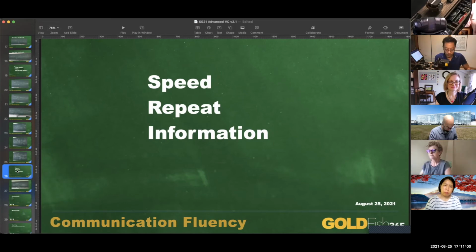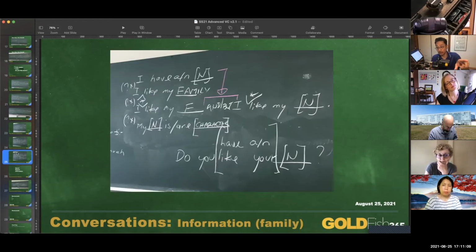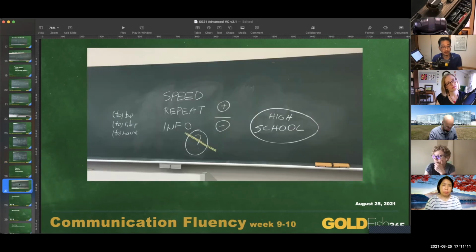Once you get them to understand that you speak with speed, you repeat the things that you can say, and then you provide more information, which is what that diagram was showing. You can just write that up on the board and say, well, remember, these are the basics of communication fluency. Speak with speed, repeat what you say until you come up with a new idea. You give more information, repeat that. Don't forget your preferences. That's what the plus and minus is. And the topic right now is high school, and here's my demonstration.